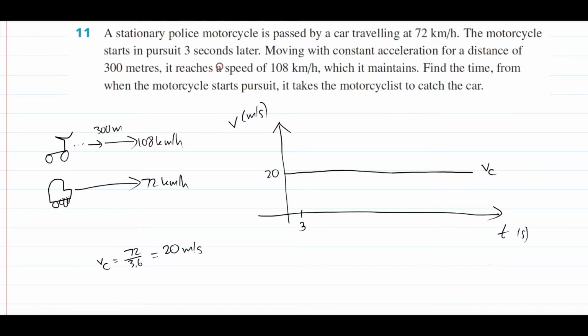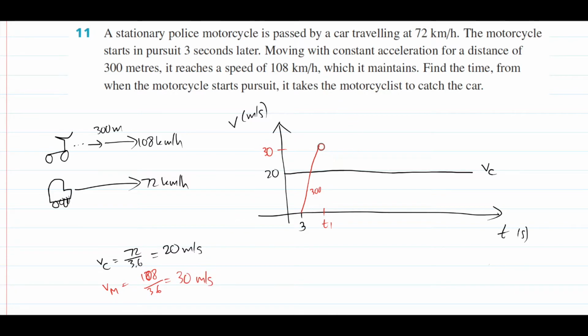I'll use red. For distance, it moves for a distance of 300 meters. It reaches a speed of 108. So after 3 seconds, he starts moving, with constant acceleration up until there. We don't know the time for this, we can find it soon. But we know the area under the velocity curve is the distance. He moves 300 meters until he reaches 108, 108 kilometers per hour, I mean. So 108 divided by 3.6, we should get 30 meters per second.